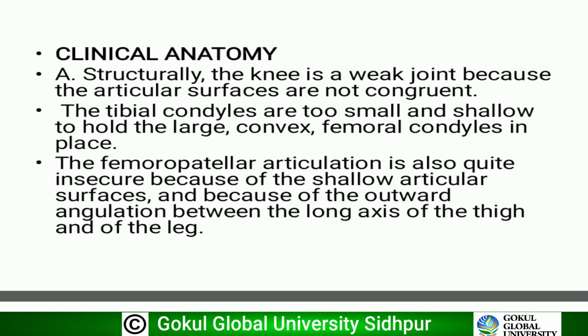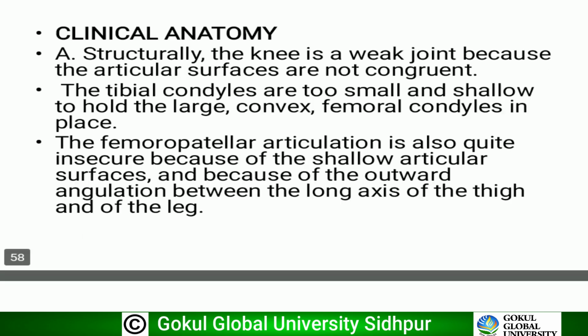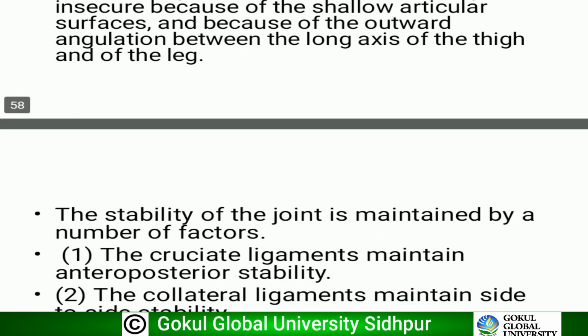Clinical anatomy. Structurally, the knee is a weak joint because the articular surfaces are not congruent. The tibial condyles are too small and shallow to hold the large convex femoral condyles in place. The femoropatellar articulation is also quite insecure because of the shallow articular surface and because of the outward angulation between the long axis of the thigh and of the leg.